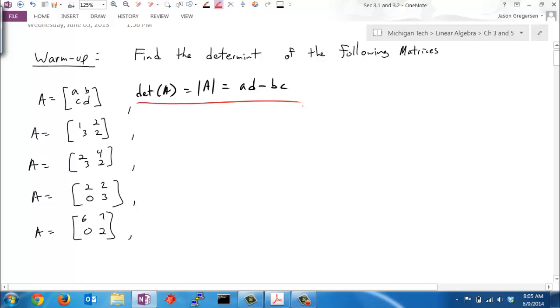So notice the notation. Det A is the determinant of A, or we can write it as the matrix with these straight sides here. So I would write the determinant of 1, 2, 3, 2, notice the straight sides, would be 2 times 1 minus 2 times 3. Right, it's this product minus this product. So I have 2 minus 6, which is negative 4. Any questions about the first one?